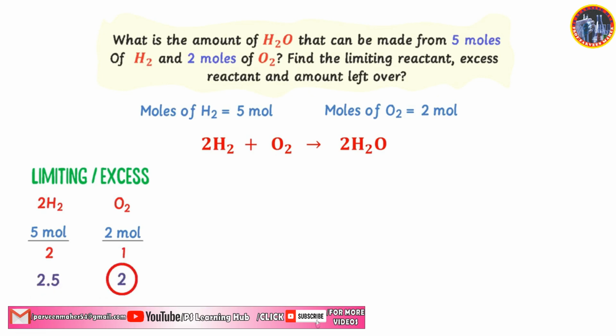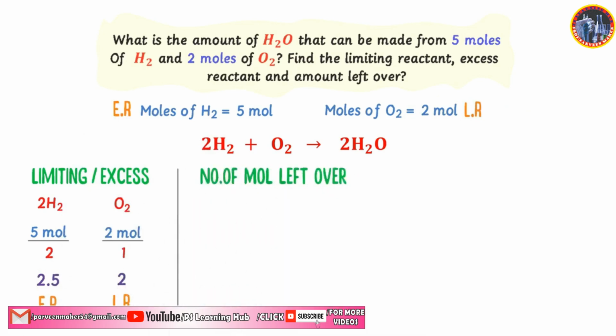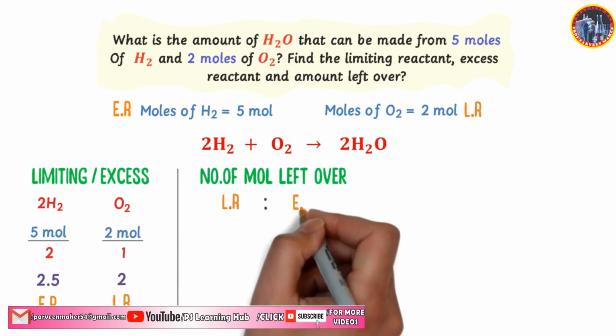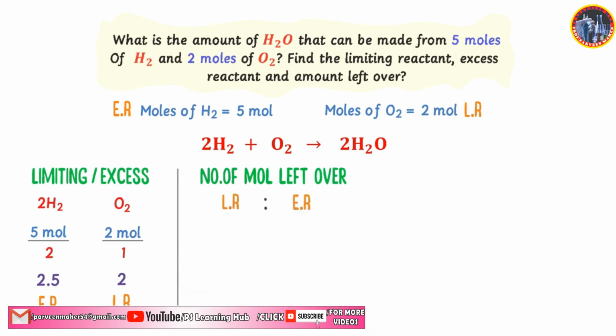Here, 2 is a smaller number than 2.5. So, oxygen is a limiting reactant and hydrogen is an excess reactant. Secondly, I calculate the number of moles or amount of excess reactant left over in the chemical reaction. Well, I write the ratio of limiting reactant and excess reactant.